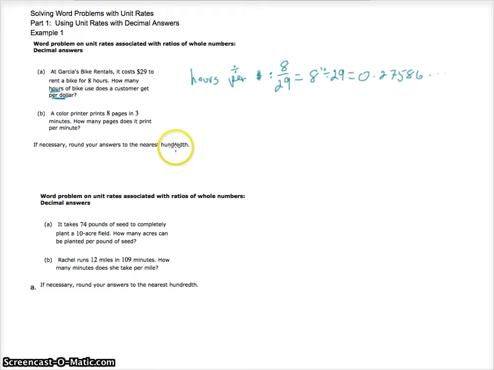I want to round to the hundredths place. Here's the tenths, here's the hundredths. So I'm going to use this number to round it. Since 7 is greater than or equal to 5, I'm going to round the 7 up. So my answer is going to be about 0.28. So that would go here.